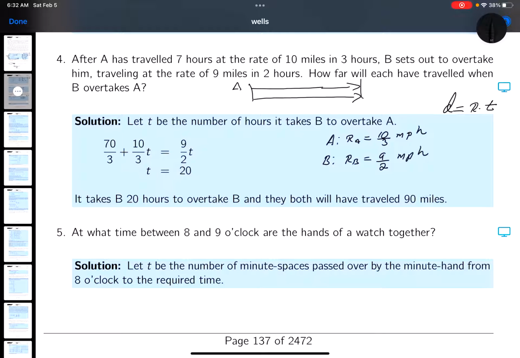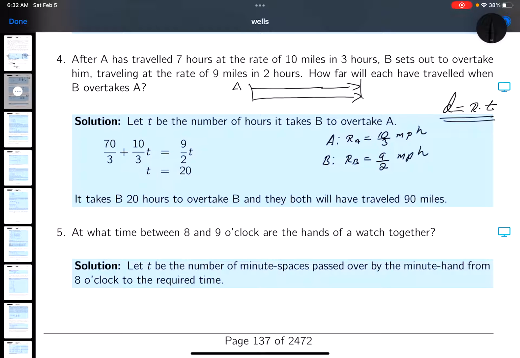But I hope you realize that A had a head start. All right? So what's A's distance going to be? Well, if you remember, A has been traveling for 7 hours. So he has a head start. And what kind of head start does he have? Well, A's head start is going to be 7 times his rate, because it's 7 hours, and his rate is 10 divided by 3 miles per hour. So I'm going to write that down.